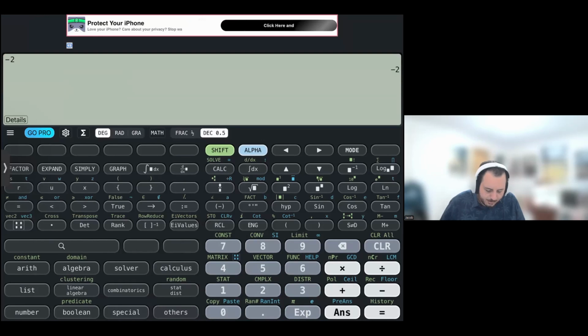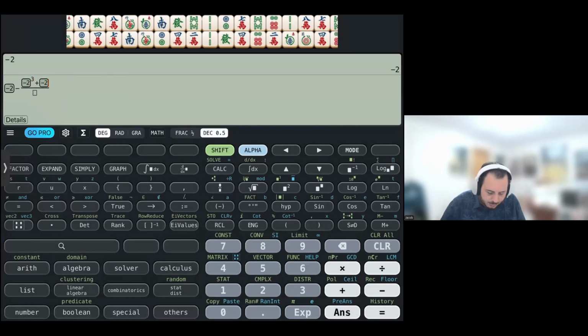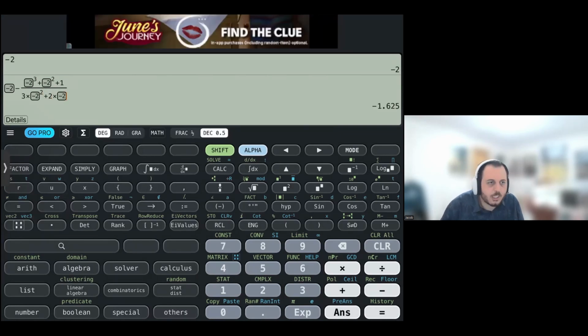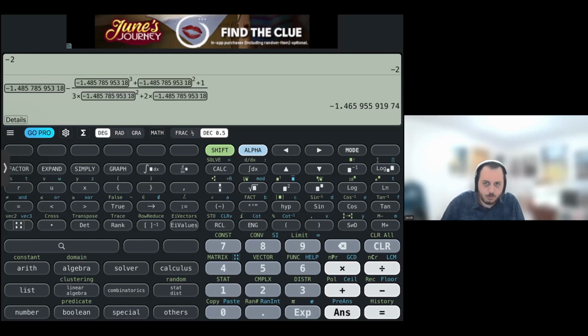And then I'm going to write answer minus fraction, answer to the power of 3, plus answer squared plus 1. And in the denominator, we're just doing 3 times answer squared, this is the derivative, plus 2 times the answer. Now it's already come up with an updated guess that is negative 1.625. All I need to do is press equals a few more times. Negative 1.485, negative 1.465, negative 1.465 again.